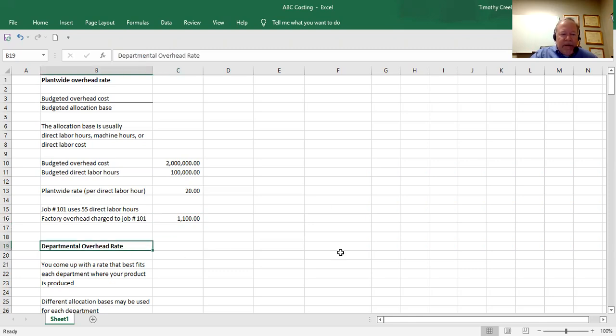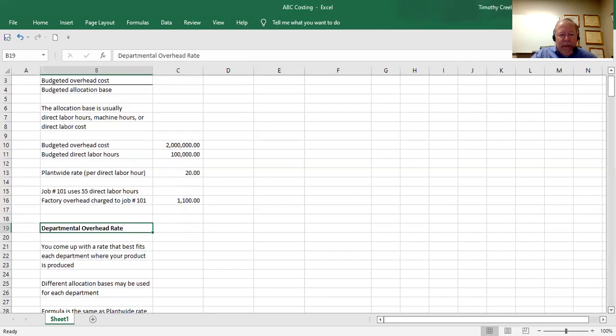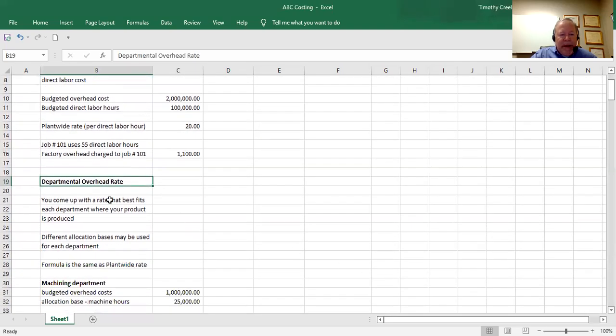Now, you can also use departmental overhead rates. With departmental rates, you come up with a rate that best fits each department where your product is produced. A different allocation base may be used for each department. And this is really good. It's a little bit better and a little bit more accurate than a plant-wide rate.